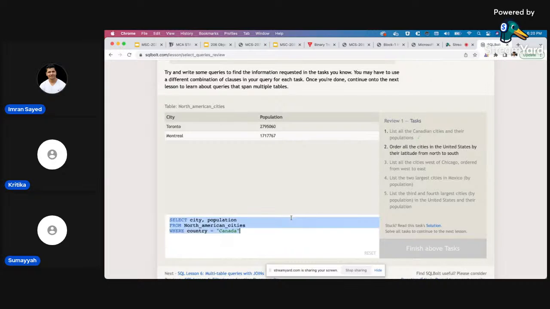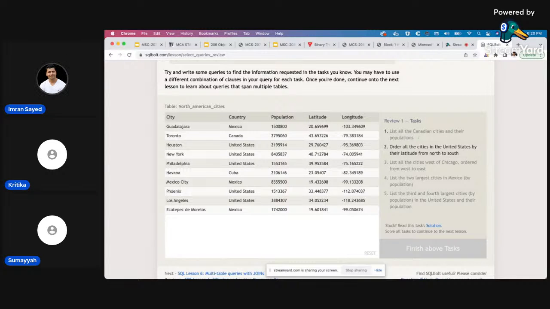Okay, let's go next. Order all the cities in the United States by their latitude from north to south. Okay, order all the cities by their latitude from north to south.